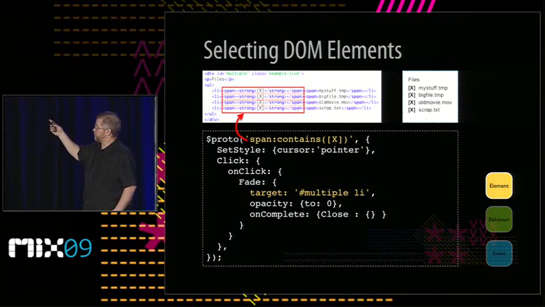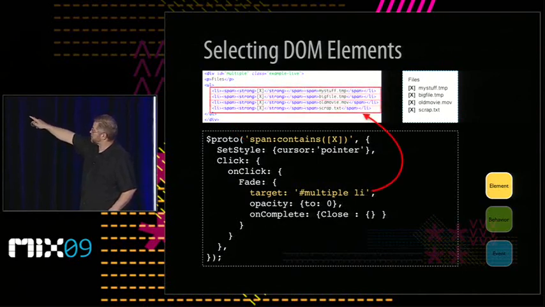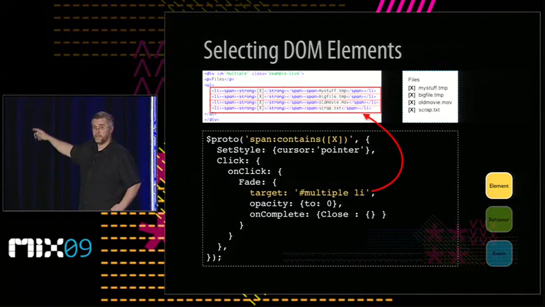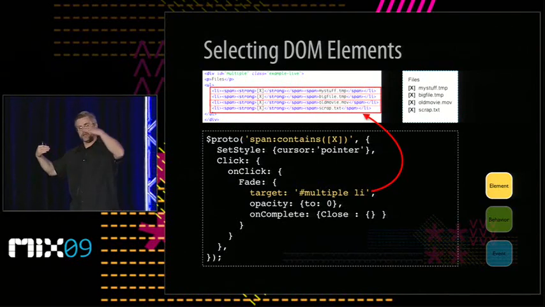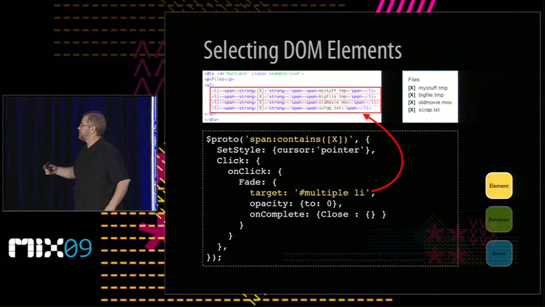Set the style to be a cursor pointer. Then a click behavior: if you click on it, the onClick handler is going to do a fade, and it's going to target the whole LI structure. I'll show you this as I do my arrows here. So even though I set the context of these guys, it's going to target the whole thing. I've just changed what I'm targeting. If I hadn't put the target, it would have faded just the element I clicked on, right? So I've expanded the context of it and said, now, in the fade, target all the LIs that have multiple.